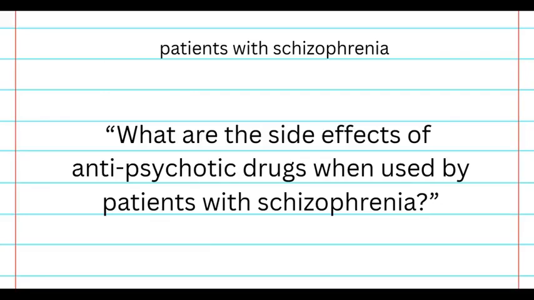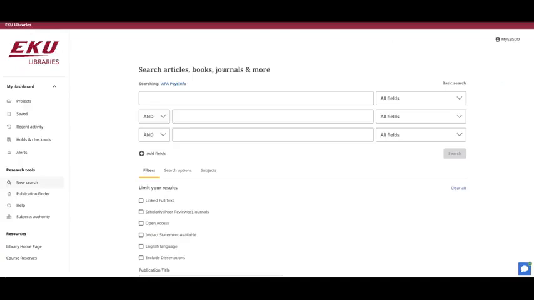Take your research question and pull out the central keywords. Those keywords might be side effects, antipsychotic, and schizophrenia. Place each keyword or keyword phrase into its own individual box within PsycINFO. First box, we'll type the keyword phrase side effects. In a second, we'll type antipsychotic. And in the third, we'll type schizophrenia.